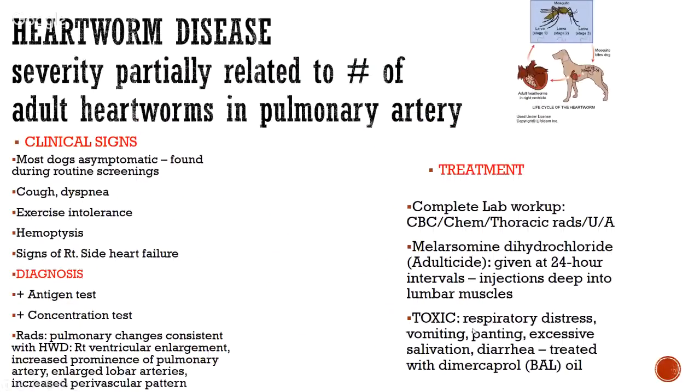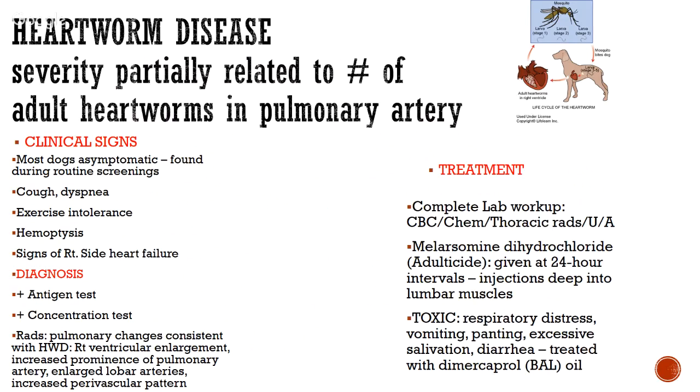Okay. We're going to talk a little bit about heartworm disease and cardiovascular disease. Heartworm disease is a parasite, but it causes congestive heart failure or cardiomyopathy. And the severity of heartworm disease is related to the number of adult heartworms in that pulmonary artery. Now think back to that diagram of the heart and where that pulmonary artery was. It is on the right side coming out of the heart, of the right ventricle.